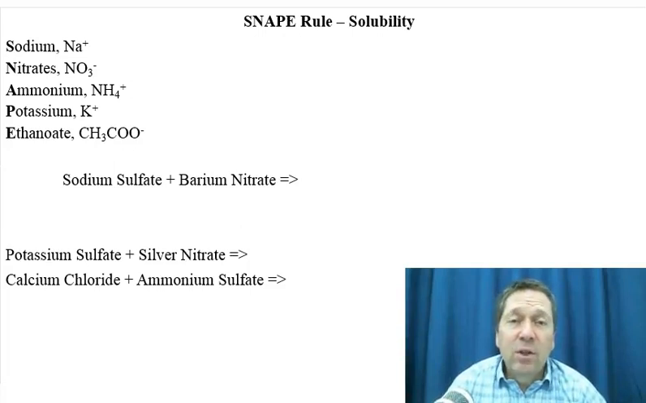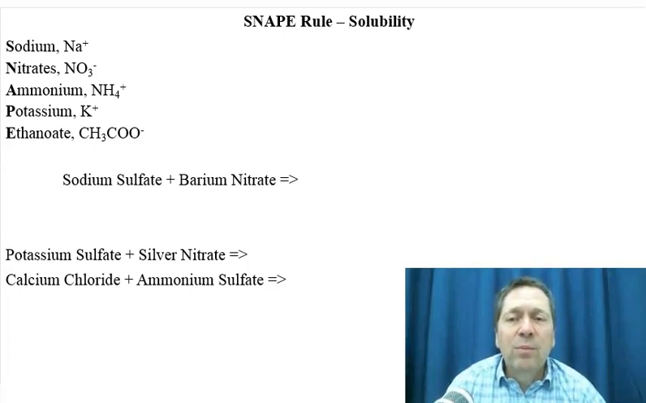So if I had, say, sodium chloride, it would be soluble. If I had nickel nitrate, it would be soluble. If I had ammonium sulfate, it would be soluble. If I had potassium bromide, it would be soluble. If I had iron ethanoate, it would be soluble. So all those ions in chemicals are soluble.